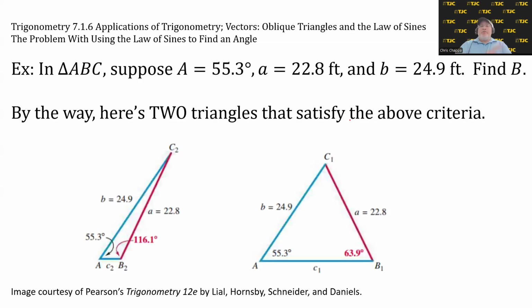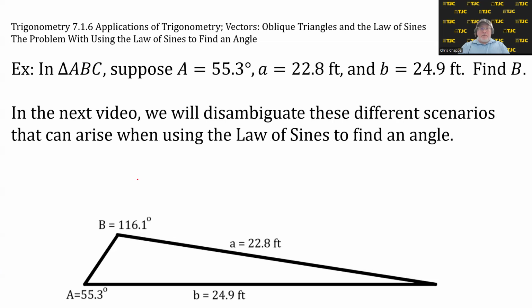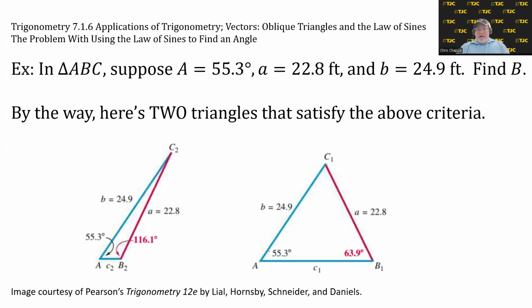By the way, here's the two triangles that satisfy the given criteria. This one is the triangle that I had earlier, right there, just at a different perspective. And here's the one that has the 63.9 degrees. If you want to pause the video and check, you can see that they have the same angle A, side a, and side b, but different angle Bs. But you can hit both with the law of sines to see that they are valid triangles.